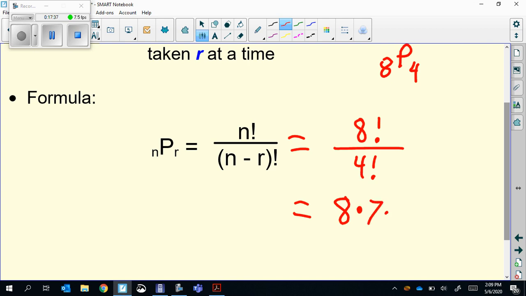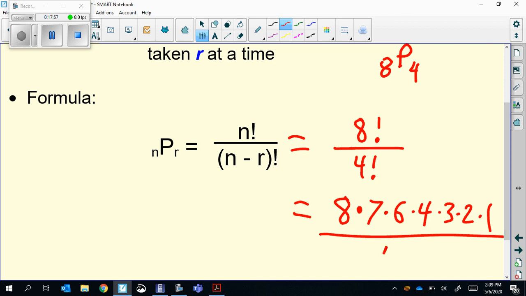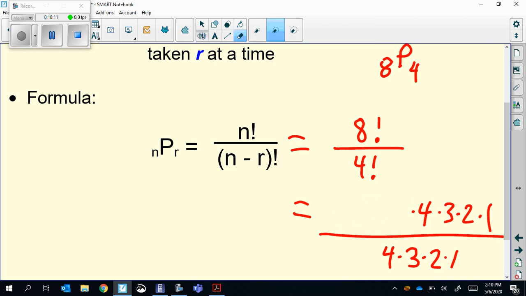8 factorial would be 8 times 7 times 6 times 5. Not stop counting at the 4 necessarily, but you stop counting after, when you reach that basically. So let me write it out and it'll make sense. So then we would divide by 4 times 3 times 2 times 1. I totally skipped over 5. 8 times 7 times 6 times 5, 4, 3, 2, 1.